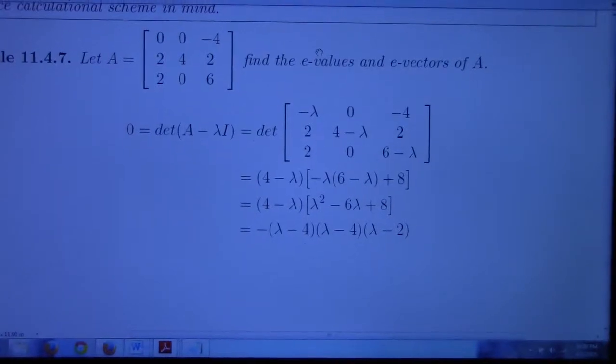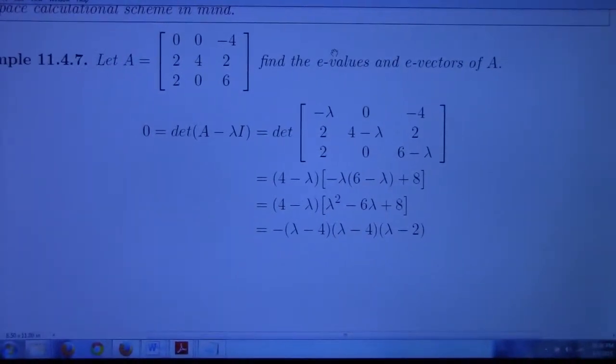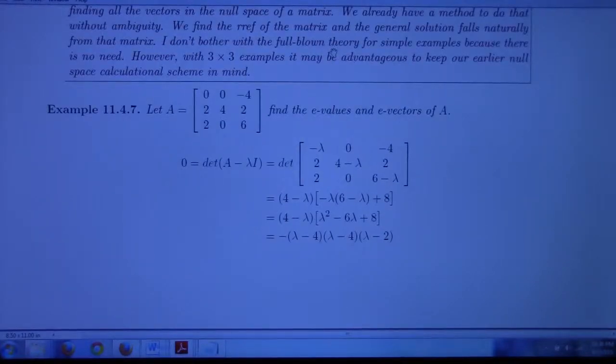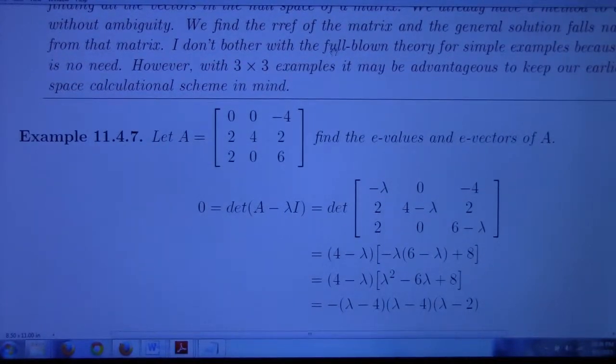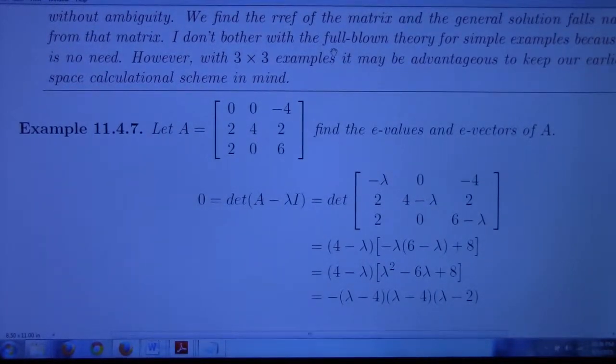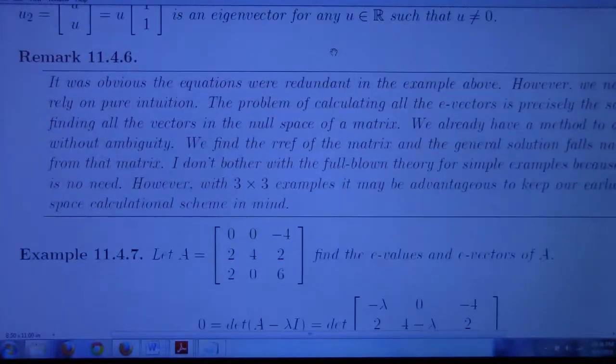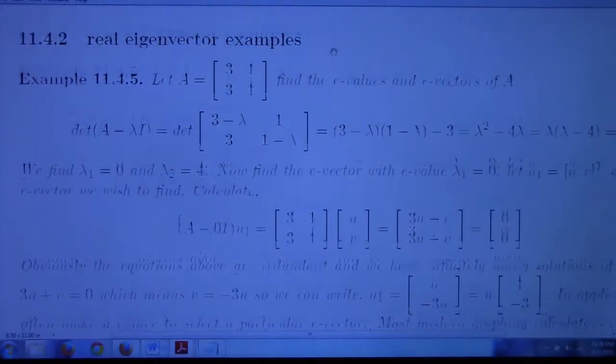Alright guys, just wanted to talk to you about another example. Trying a new format here. So these are from my notes, obviously. So here we have the matrix 0, 0, minus 4, 2, 4, 2. Example 11.4.7. This is on page, what page is this thing on?